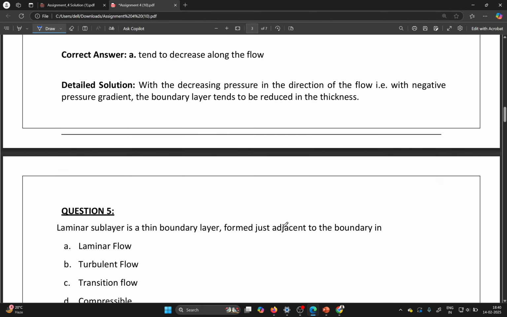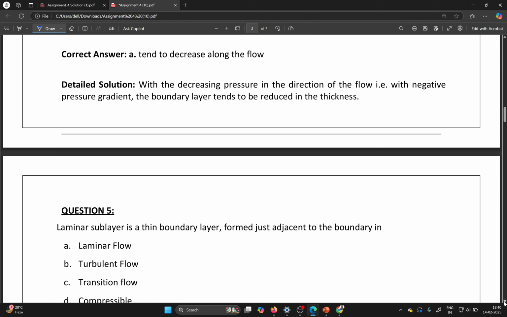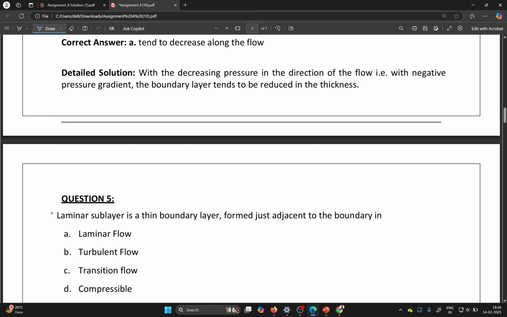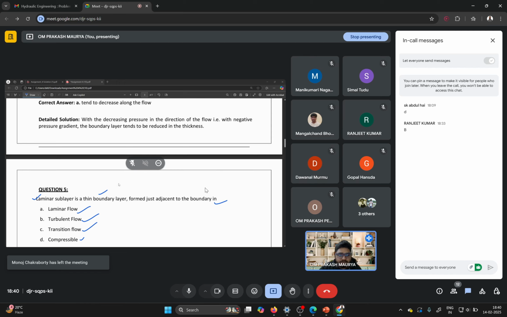Next question is question number 5. Laminar sublayer is a thin boundary layer formed just adjacent to the boundary in laminar flow, turbulent flow, transition flow, or compressible flow. So please everyone try to give the answer. This is a very basic question, very simple question.